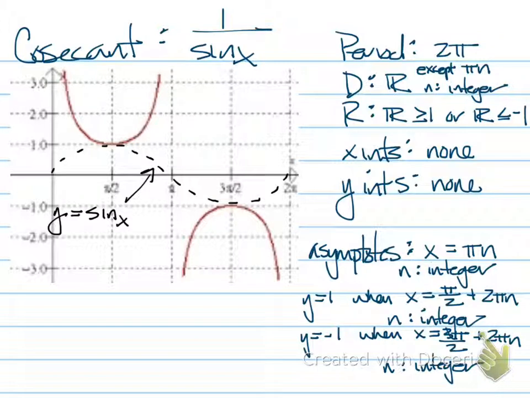The range is all real numbers greater than or equal to 1, or all real numbers less than or equal to negative 1. There are no x or y intercepts. The asymptotes occur at x equals pi times n, where n is an integer, and y equals 1 when x equals pi over 2 plus 2 pi n, where n is an integer, and y equals negative 1 when x equals 3 pi over 2 plus 2 pi n, where n is an integer.